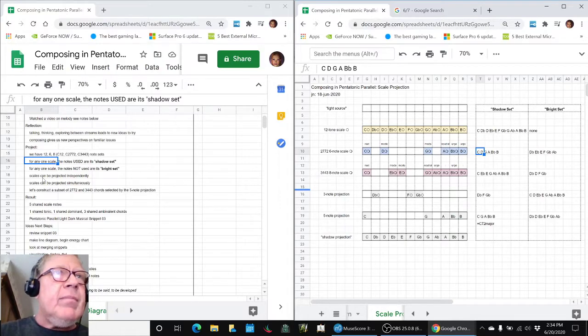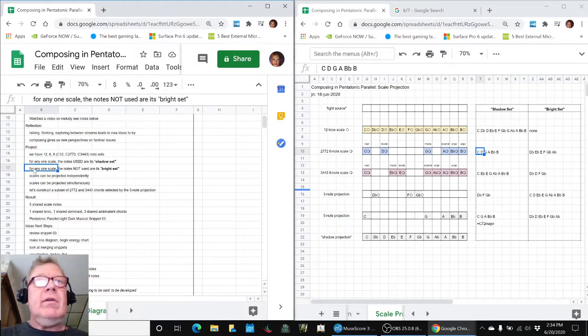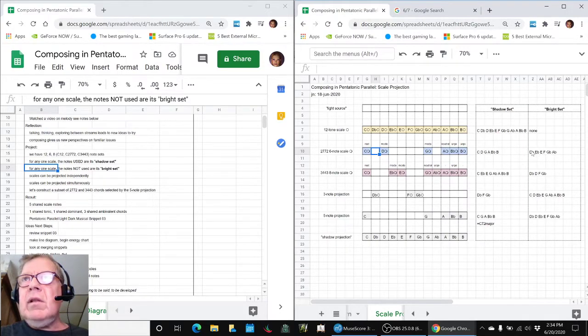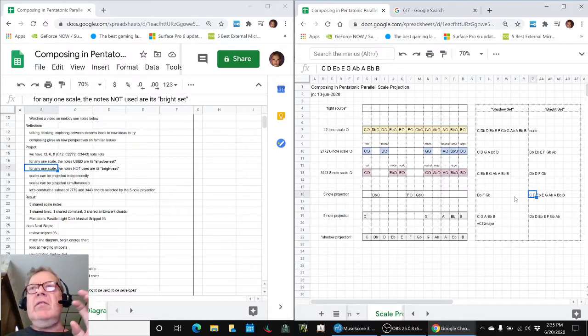At the same time, for any one scale, the notes not used are its bright set. So, for example, D flat is not used, and the light shines all the way down here, and it's bright. So we listed the bright notes. Basically, if there are 6 shadow notes, there have to be 6 bright. In the 3-4-4-3, there are 8 shadow, so there have to be 4 bright. And we even experimented in snippet 1 with a 3-note scale, and that meant there had to be 9 in the bright set. So we're getting explicit with the bright and the shadow.